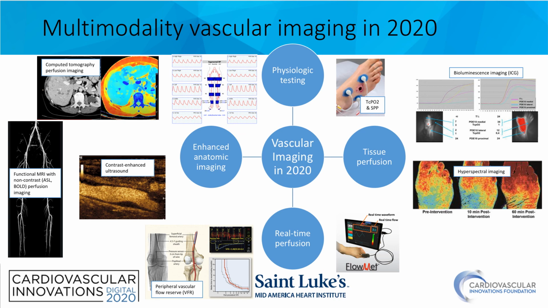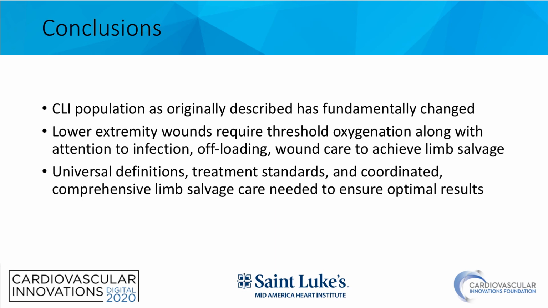Multimodality vascular imaging is also improving quickly, and we now have, in addition to physiologic testing, which has underpinned the evaluation of limb ischemia, tissue perfusion assessment and real-time perfusion that we can use in the cath labs or operating room, as well as enhanced anatomic imaging that overcomes some of the previous limitations. In conclusion, the CLI population as originally described has fundamentally changed. Lower extremity wounds require threshold oxygen levels along with attention to infection, offloading, and good wound care to achieve limb salvage. Universal definitions, treatment standards, and coordinated comprehensive limb salvage are needed to ensure optimal outcomes. Thank you.